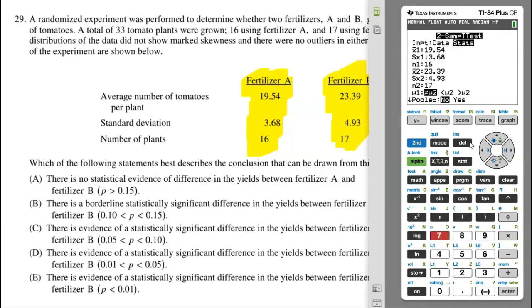Now, it's going to be really important that I select the alternative of not equal to. It never said I'm looking at A is greater than B or B is greater than A. I'm just looking at whether they are different. So I'm going to select mu1 is not equal to mu2. You never pool in AP statistics when it comes to a two-sample t-test. So select no there and hit calculate. This is going to give you the p-value and the t-score, everything you need. And it doubles it for you because we selected the alternative of not equal to. It's already doubled. We do not have to double the p-value. So the p-value is 0.016.